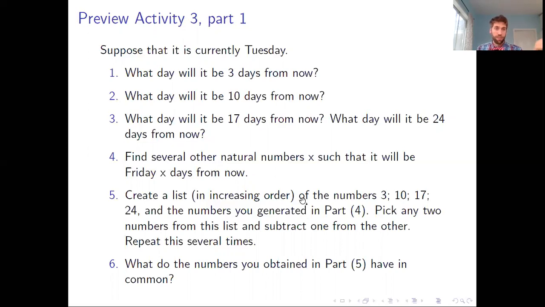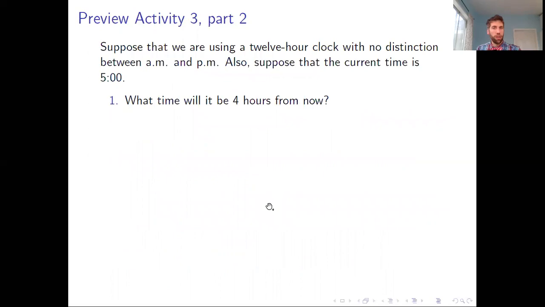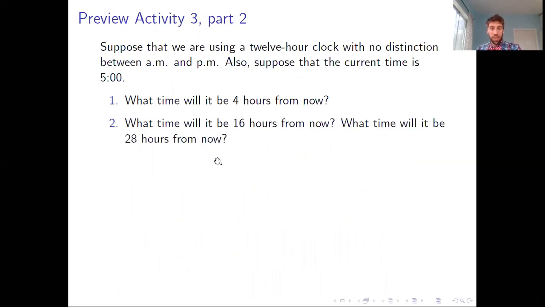Multiples of 7. Suppose we are using a 12-hour clock with no distinction, and it's 5 p.m. It's 5 a.m. or p.m., we don't know. What time will it be 4 hours from now? 9 o'clock. What time will it be 16 hours from now?